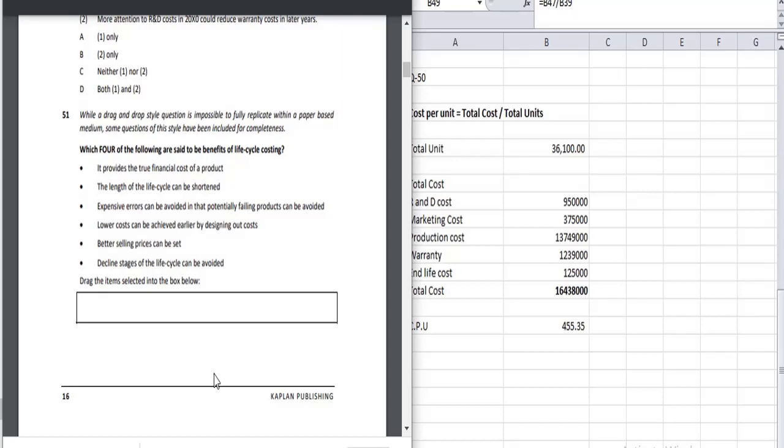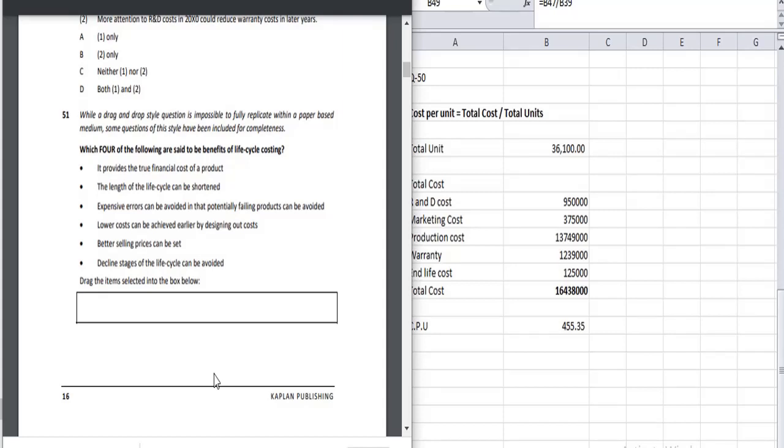Expensive errors can be avoided, in that the potential failing of the product can be avoided. Obviously we are spending a very big amount on research and development, right? So if we are doing good research and planning, मतलब product launch करने से पहले, then there will be very little chance of product failure, so it can be avoided. Okay, so this is also true.